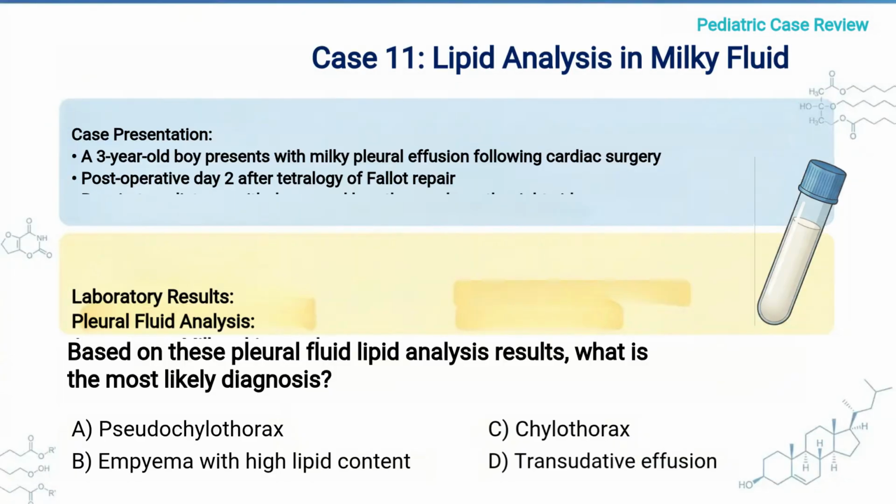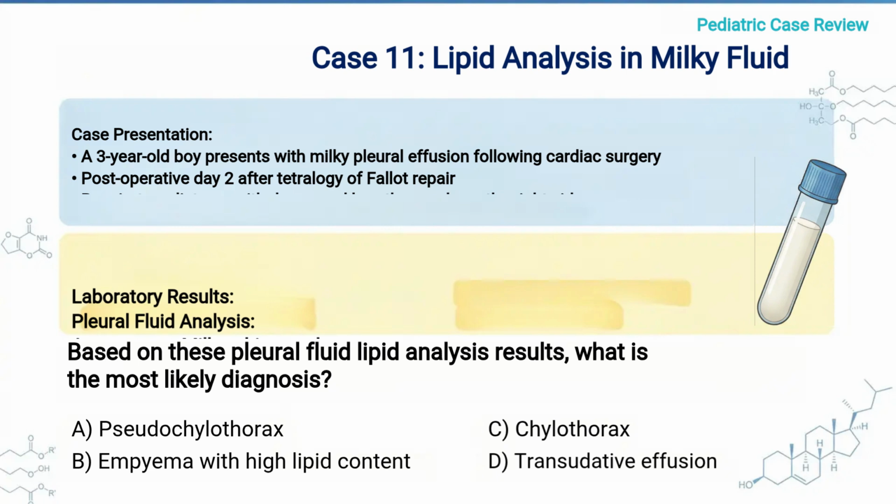Case 11. A 3-year-old boy presents with milky pleural effusion following cardiac surgery. He is on postoperative day 2 after tetralogy of Fallot repair. He has respiratory distress with decreased breath sounds on the right side, and chest X-ray shows moderate right-sided pleural effusion. Pleural fluid analysis shows appearance milky white and opalescent, triglycerides 120 milligrams per deciliter, cholesterol 180 milligrams per deciliter, and protein 3.8 grams per deciliter.